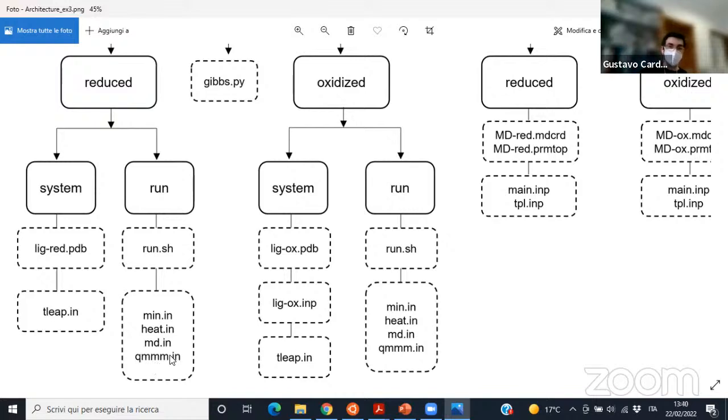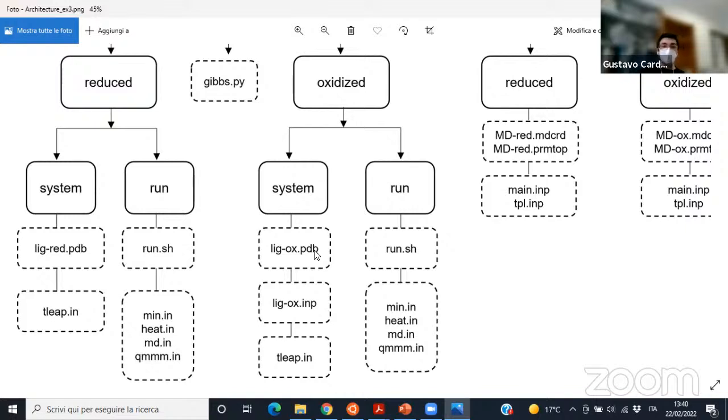For the QMMM.in, we're going to do what I said before: QMMM and running the MD simulation. Now, this perhaps is not that interesting, the reduced, because it's the same thing that we did the other day. The more interesting one is going to be the oxidized, because at this point, as I said before, we will need a different force field here from that of the reduced species.